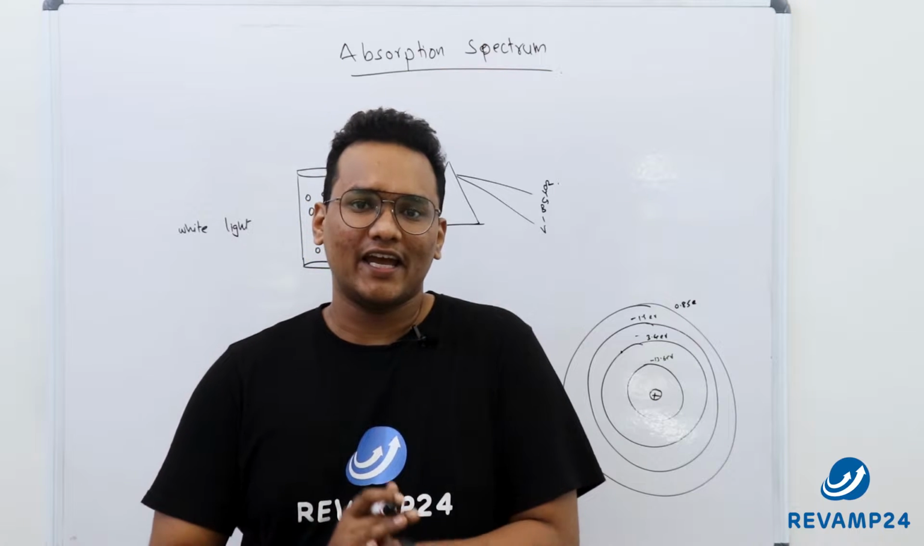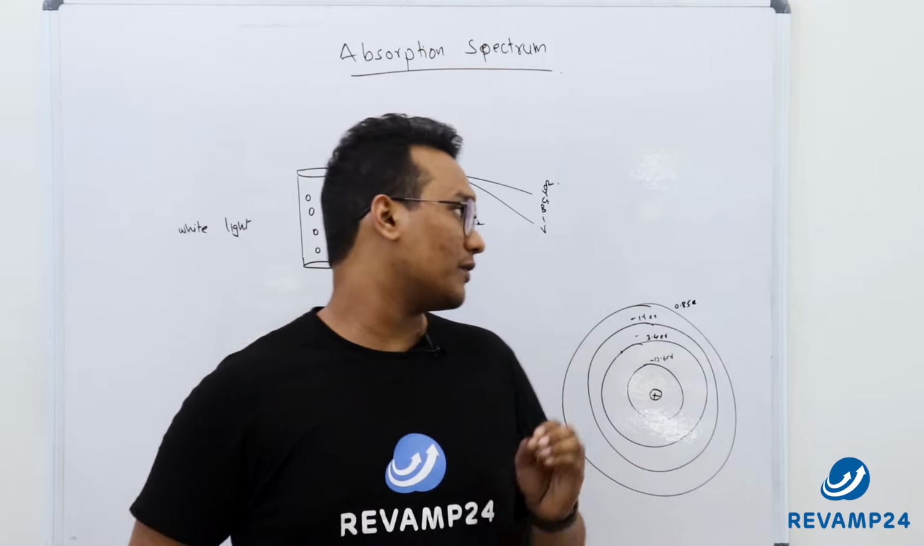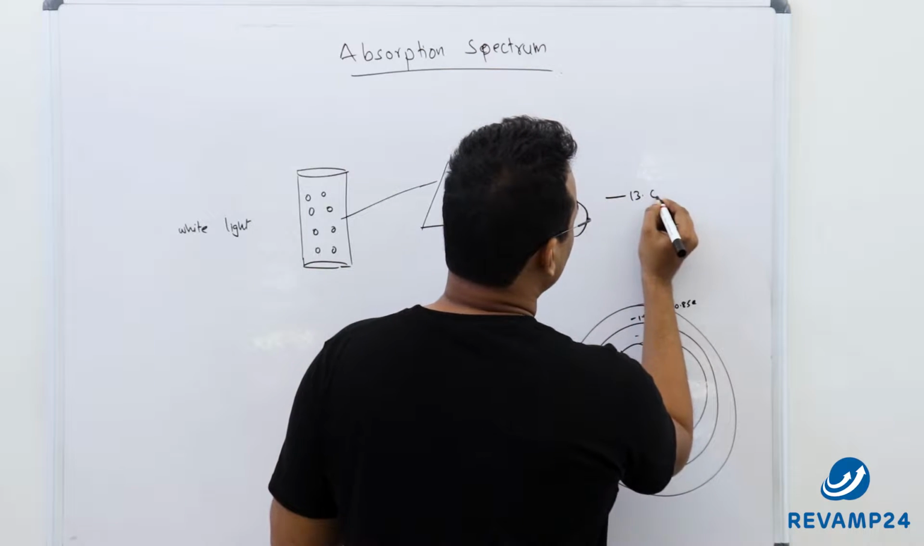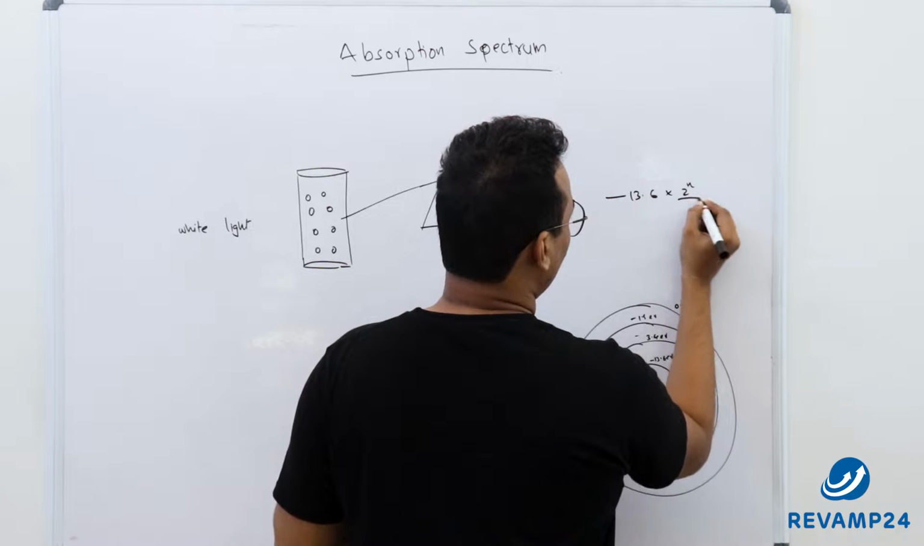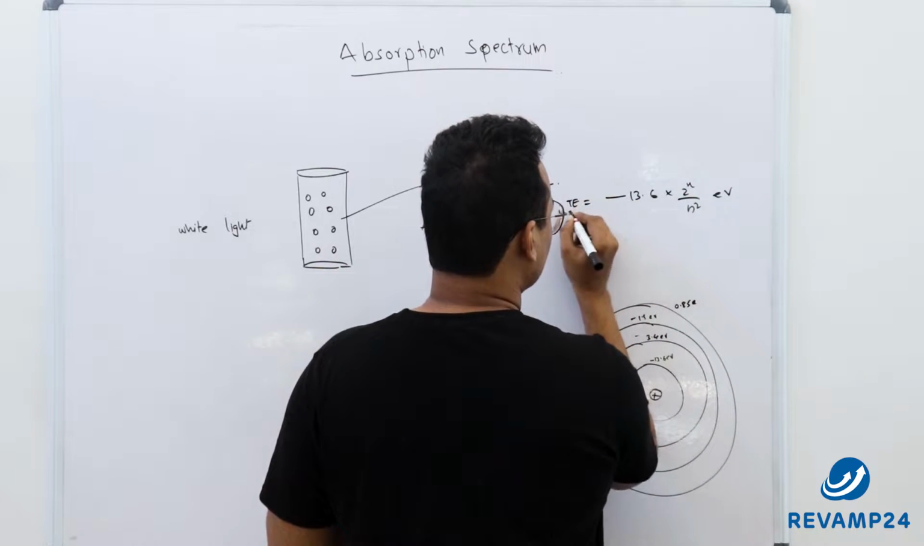In the last video, I explained the total energy associated with each and every orbit of an atom. What was the equation? Minus 13.6 Z squared divided by n squared, in electron volts. This is the total energy associated, right?